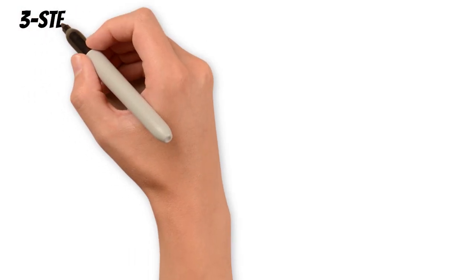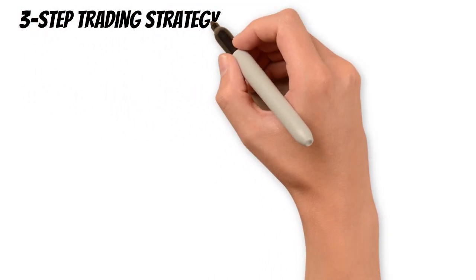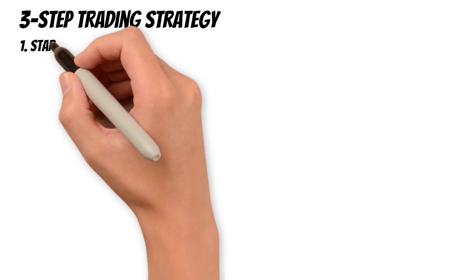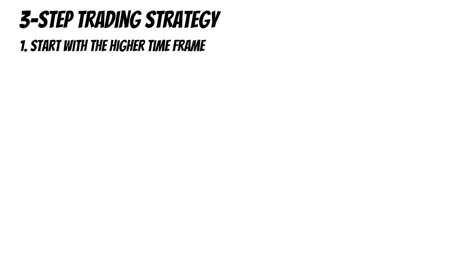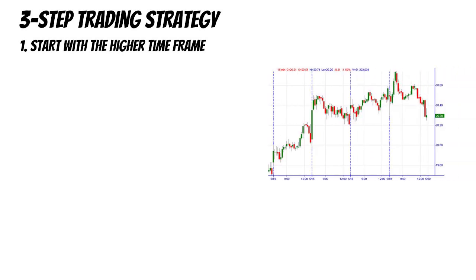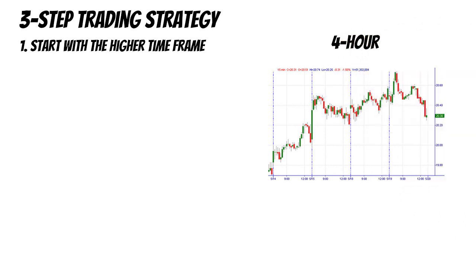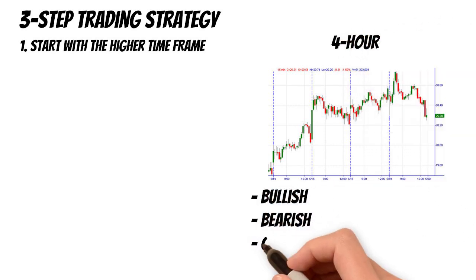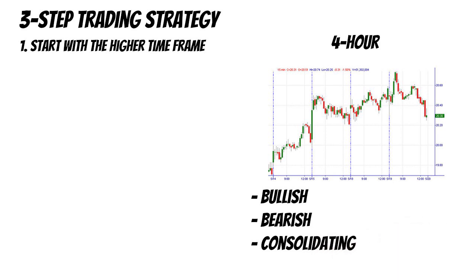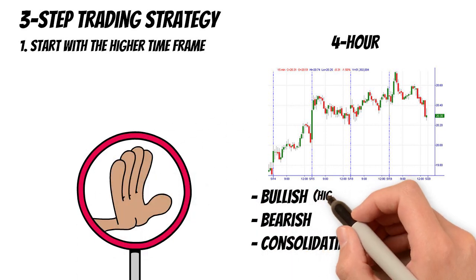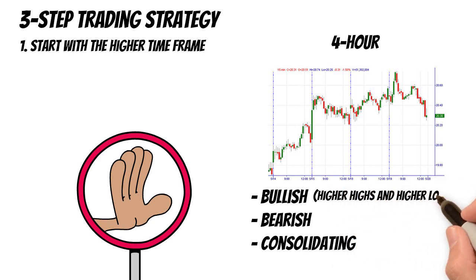Here is a simple 3-step trading strategy you can apply today and beat 99% of traders. 1. Start with the higher time frame, 4 hours or daily, to define bias. Always begin by zooming out. On the 4-hour or daily chart, you can clearly see whether the overall market structure is bullish, bearish, or consolidating. This helps you avoid trading against the dominant flow. For example, if the daily is showing a series of higher highs and higher lows, your bias should lean bullish and you'll focus on long setups.